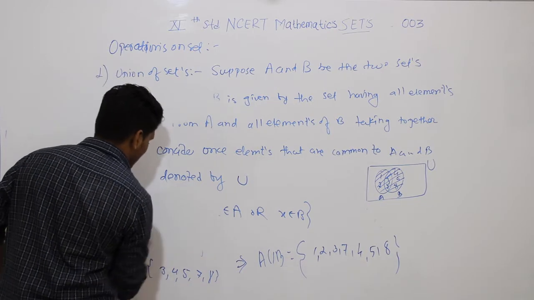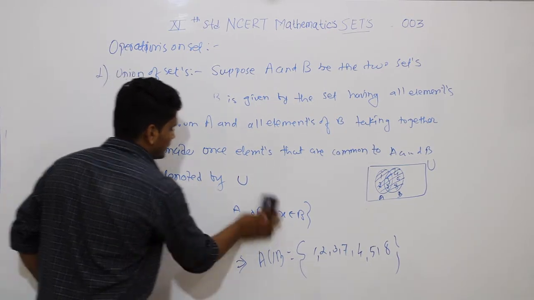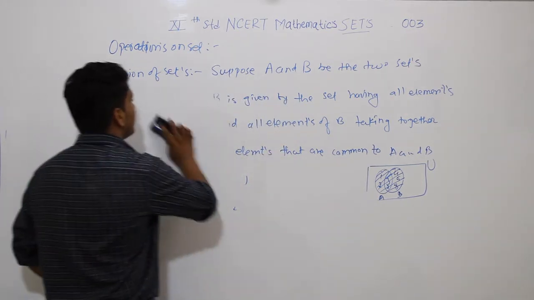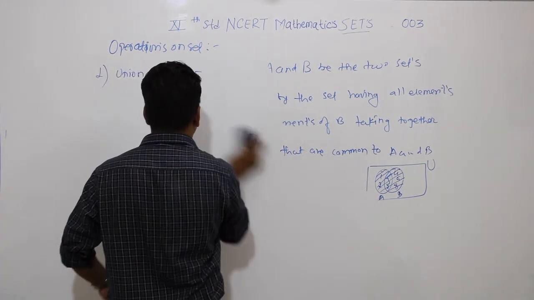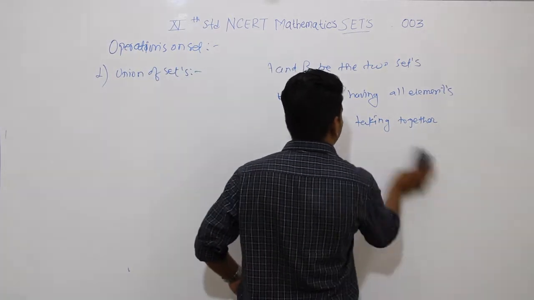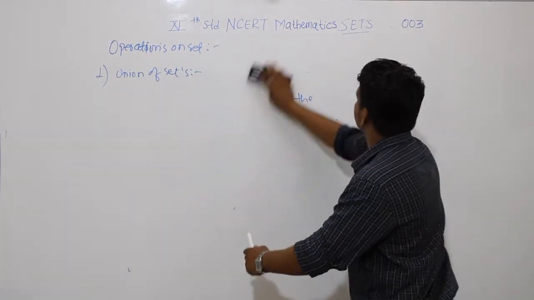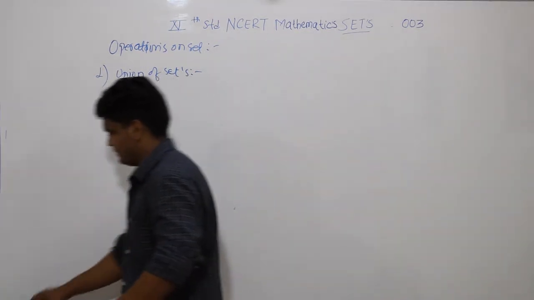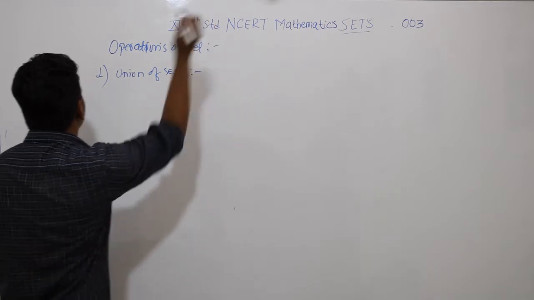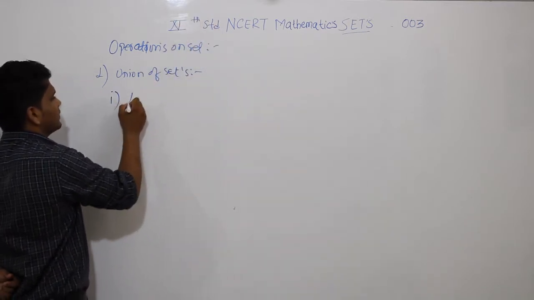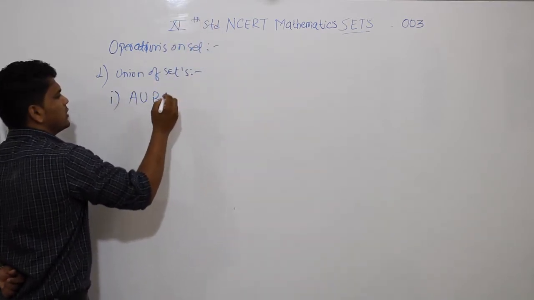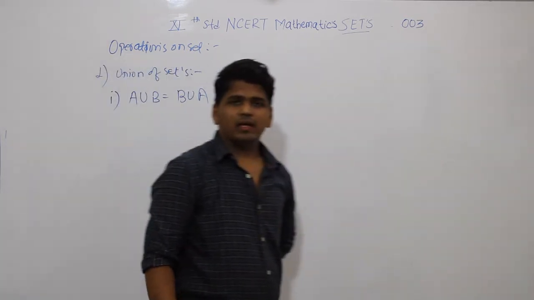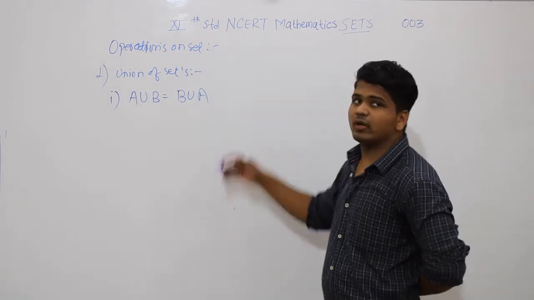After this, we will see some properties of union. What is your first property? The first property says A union B equals B union A. Means A union B can be calculated as B union A as well.